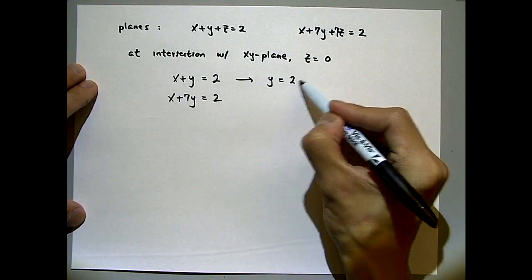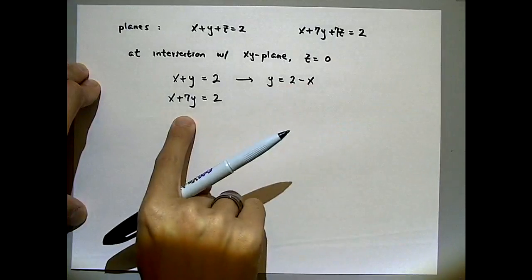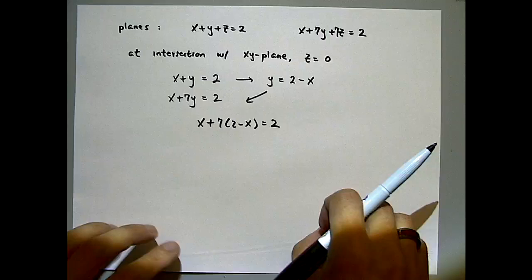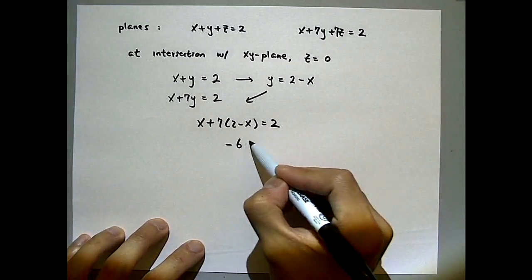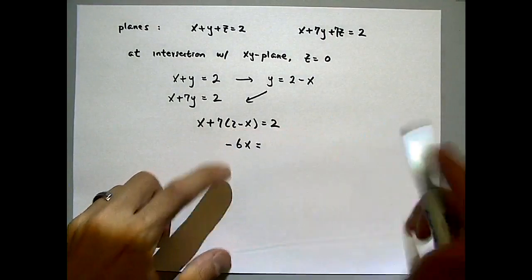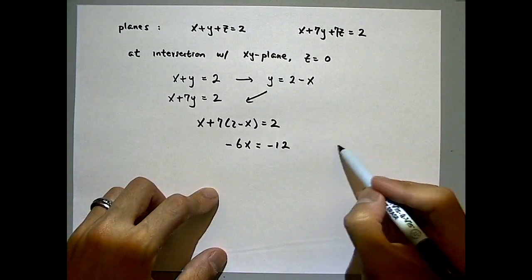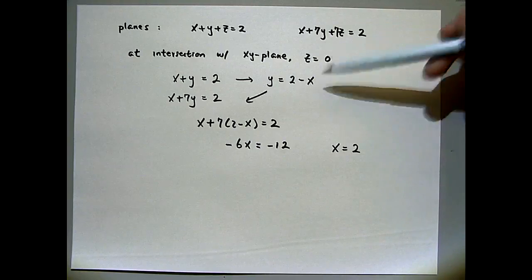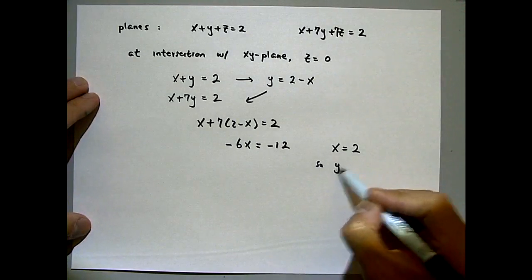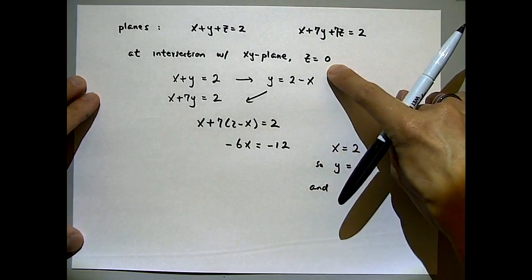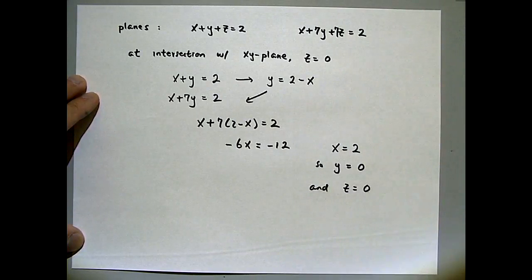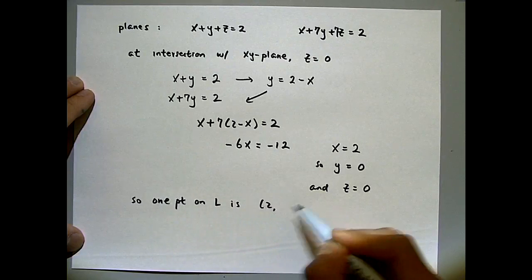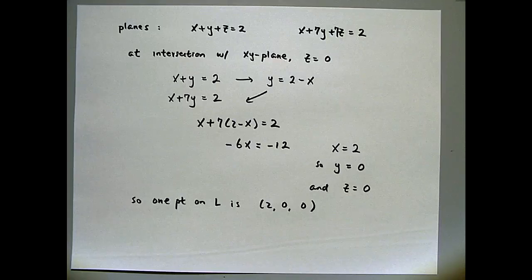Okay? And you should know how to do stuff like this. We can solve for one of the variables, say y, and plug that into the second equation. And here, solving for x, we get negative 6x is equal to 2 minus 14, which is negative 12. And that means x is equal to 2. If x is equal to 2, y is equal to 0, right? And of course, we're looking for the intersection with the xy plane. z is equal to 0. And that gives us this one point on the line.